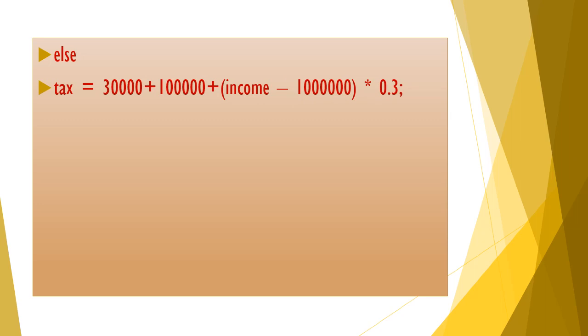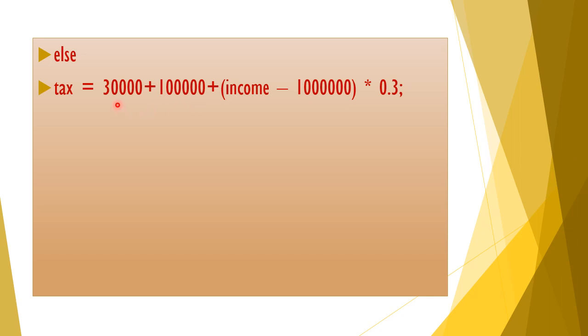Now the next statement, the last condition, else, means if the annual income is more than rupees 10 lakh, then the tax to be paid is 30,000. 30,000 is the 10% of the range of amount from 2 lakh to 5 lakh, that is 3 lakh, plus 1 lakh. 1 lakh is the 20% of the income from 5 lakh to 10 lakh. From 5 lakh to 10 lakh there is an amount of 5 lakh rupees. So 20% of 5 lakh is 1 lakh.